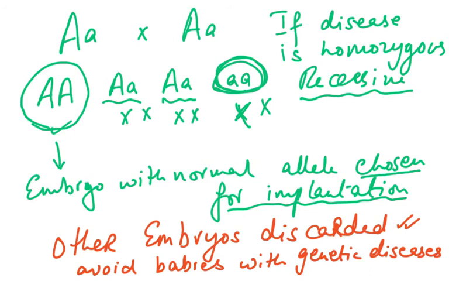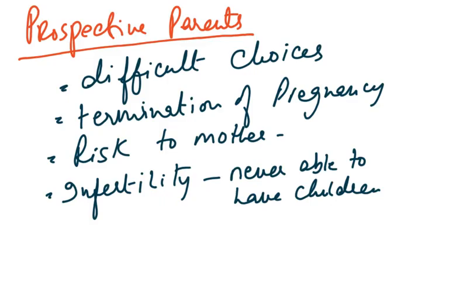And then as the disease, I've given you an example, if the disease is recessive, then of course the embryo with this will not be used, this will not be used, and this will not be used. So the embryo with the normal allele will be chosen for implantation. Now in this situation, we have a problem for the prospective parents. Why? Because they're difficult choices to make.